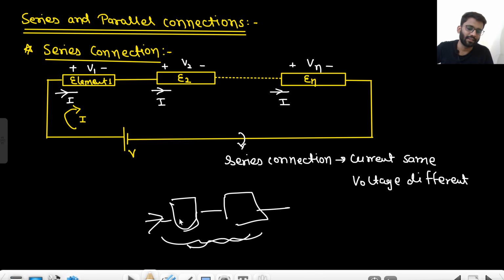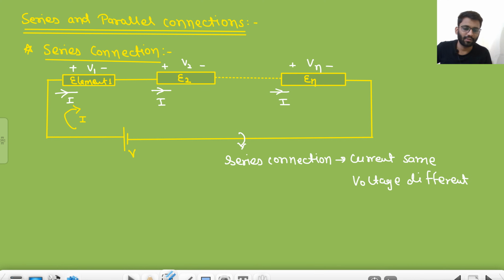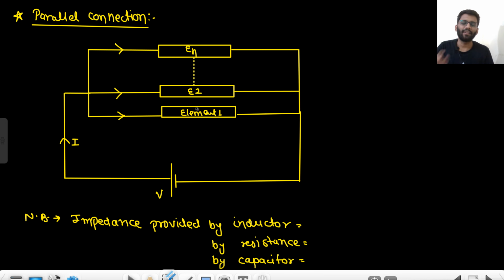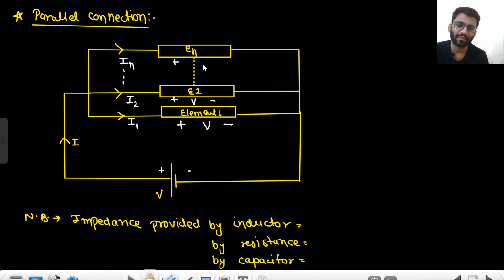Because the current would be the same. And when someone says two elements or two systems are in parallel, this is what they mean. That means that the current will be different. Here we can have IN current, here I2 current, here I1 current. But the voltage will be the same. This V voltage will be going up to all the elements. So this will have V voltage, this will also have V voltage only, and this will also have V voltage.